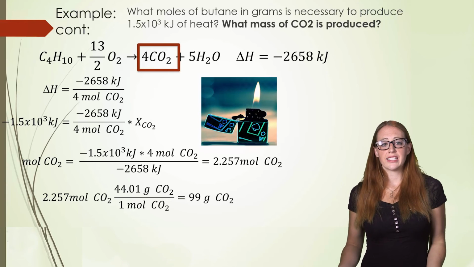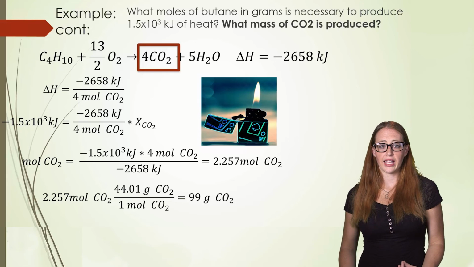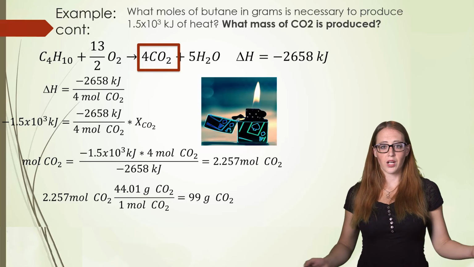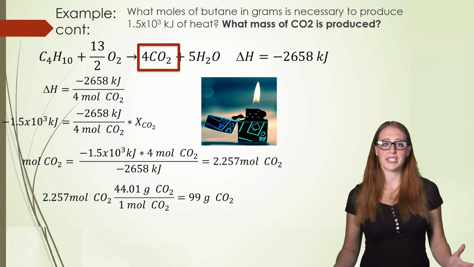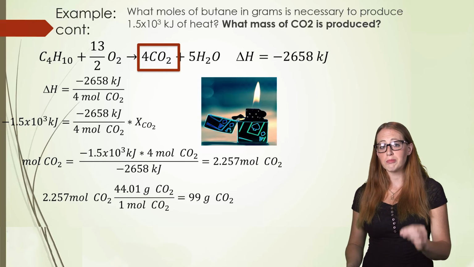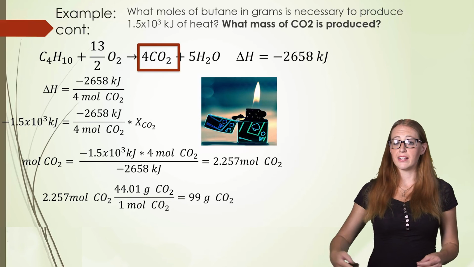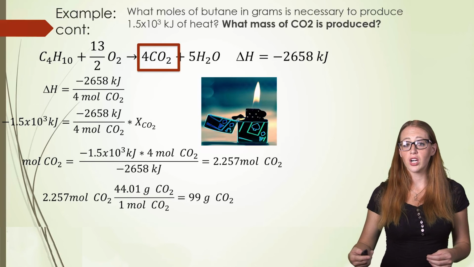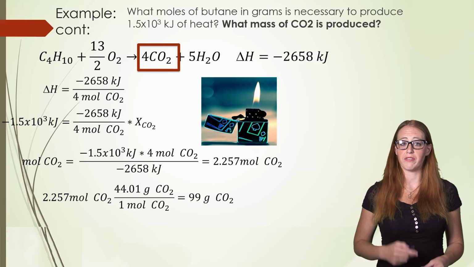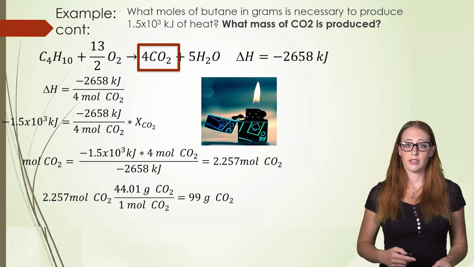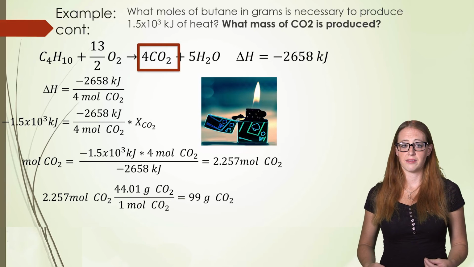Now this is just one example of using stoichiometry with our delta H. Of course, as with all stoichiometry, there are millions of different ways that we can combine this. So the new important part to add into all of the things that you've already been doing is that the delta H is per however many moles the coefficient in front of the species in the reaction says.